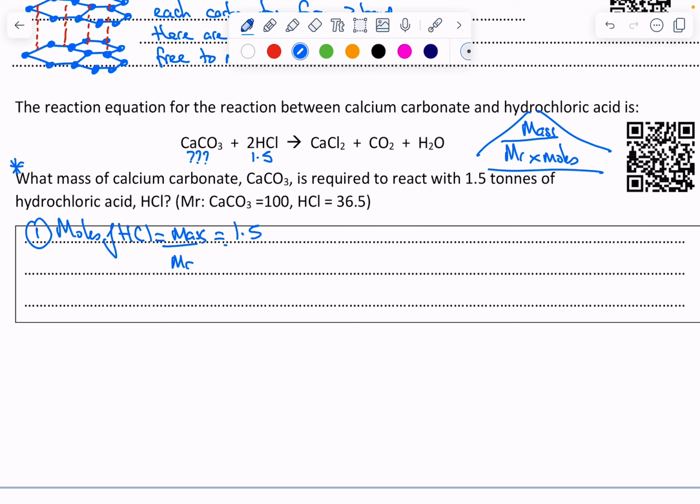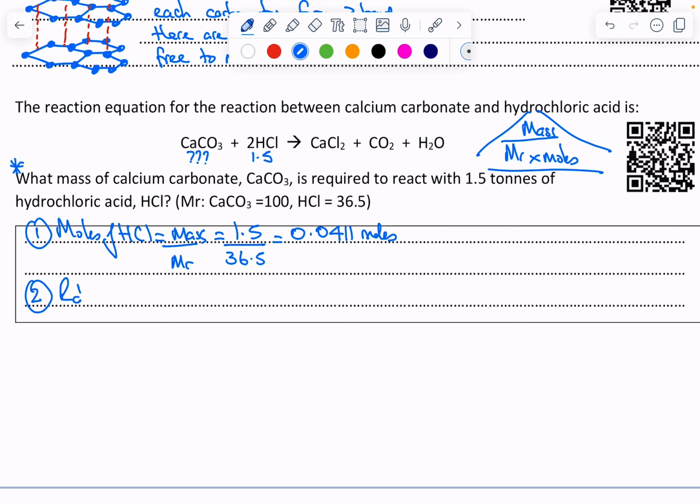So the mass here is 1.5 and the Mr for hydrochloric acid is 36.5. So we plug that into my calculator, and that's giving me an answer of 0.0411, and that's going to be moles.